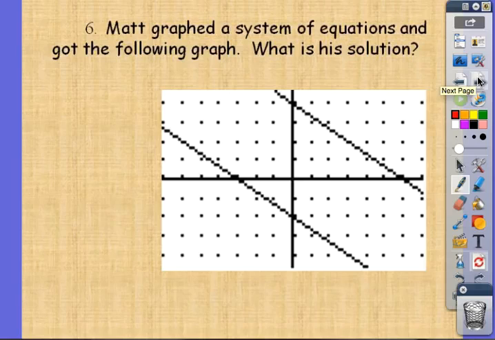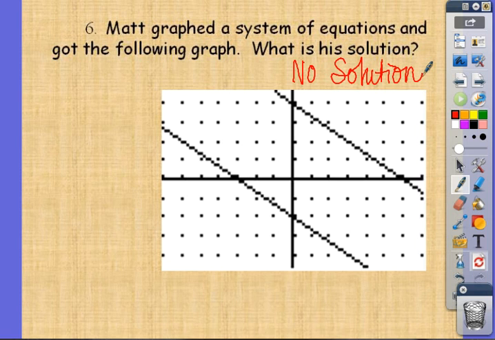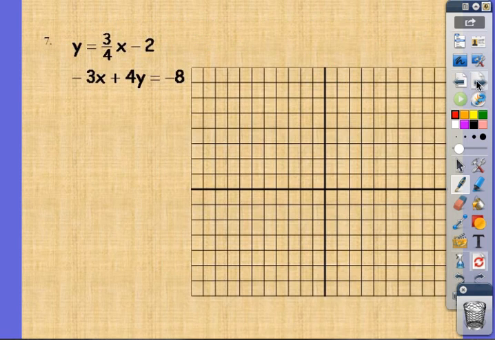Matt, or in your case, David, graphed a system of equations and got the following graph. What is his solution? There is no solution. These are what lines? Parallel. Are they ever going to intersect? No. So, in this case, no solution. Those are easy ones. Okay?